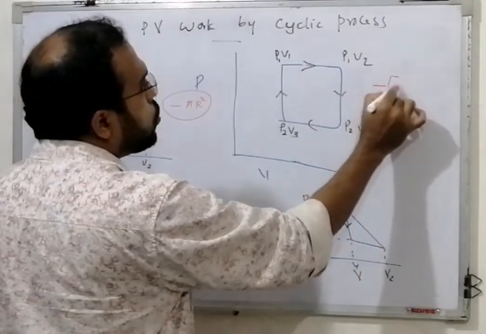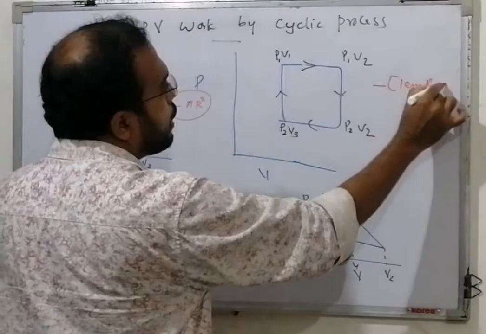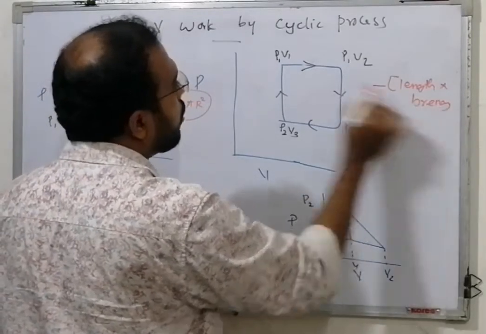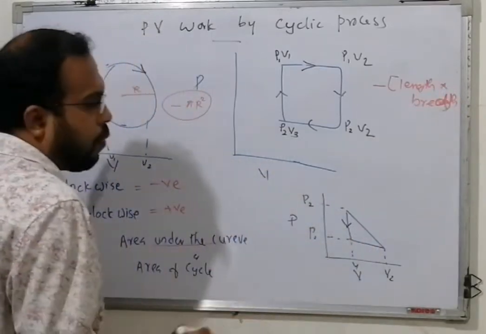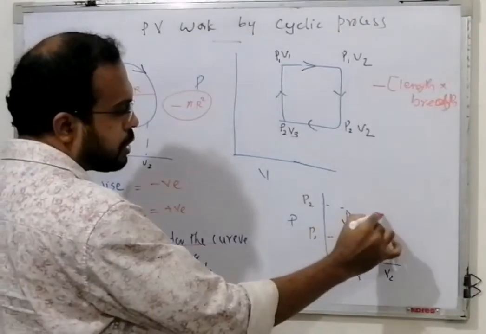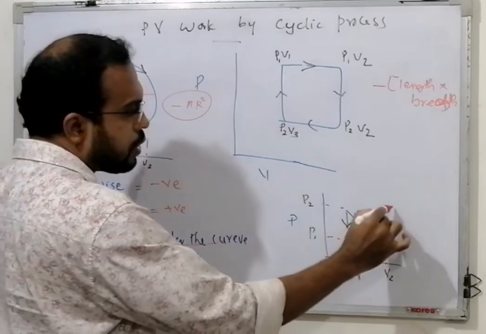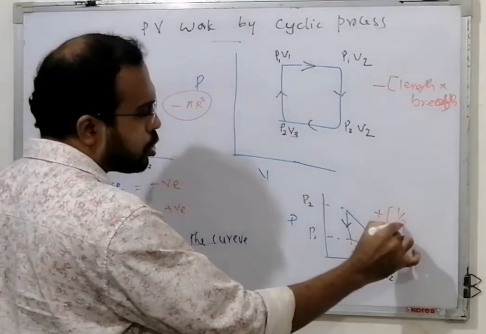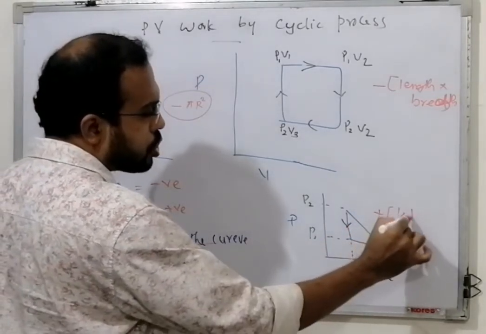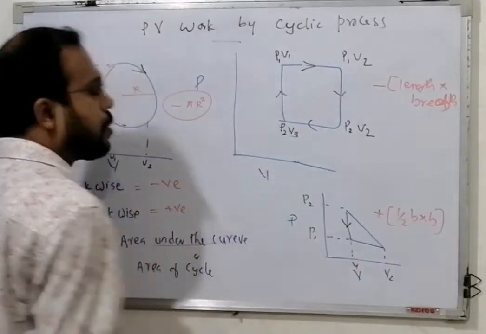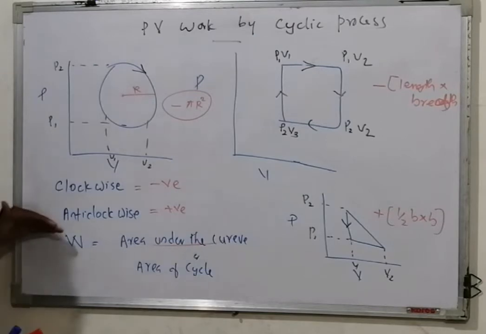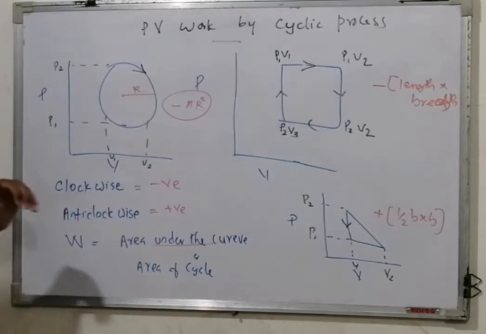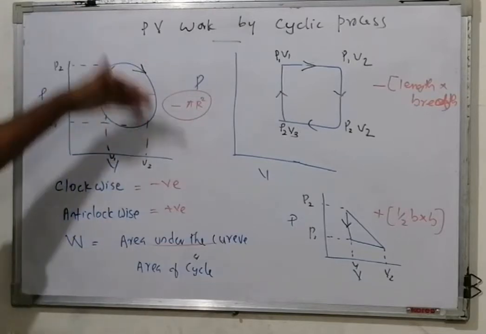Area, length into breadth. Area of this triangle, length into breadth. What is this? It is positive because it is anti-clockwise. Area of the triangle is 1 by 2 into base into height. Okay? Therefore, if it is anti-clockwise, it is positive; if it is clockwise, it is negative. Then the area of that figure, that cycle.